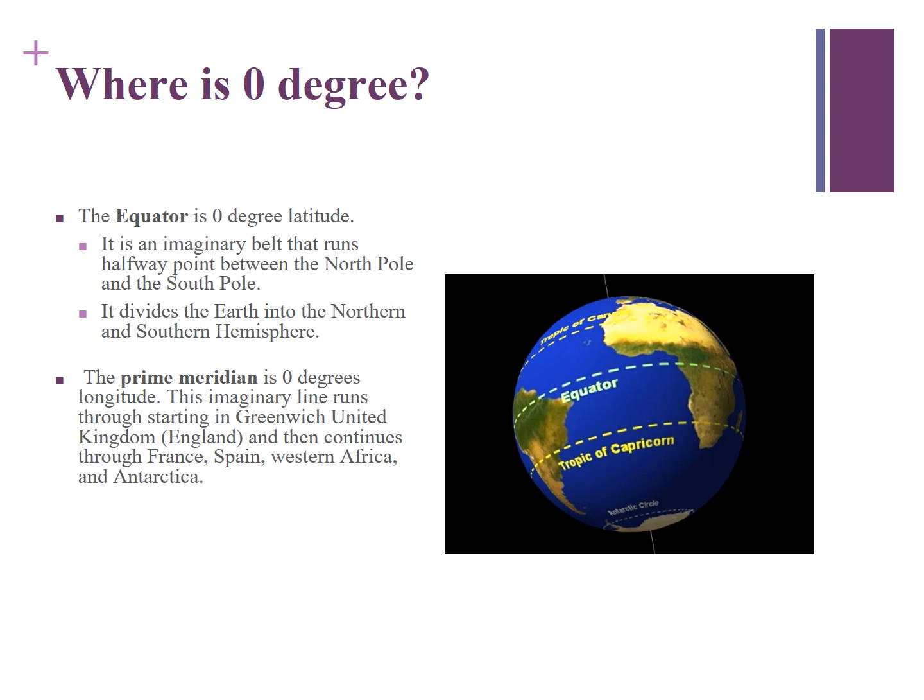However, the prime meridian is 0 degrees longitude, north and south, and this imaginary line starts in Greenwich, England, the home of the time zones, and then goes through France, Spain, Western Africa, and Antarctica.